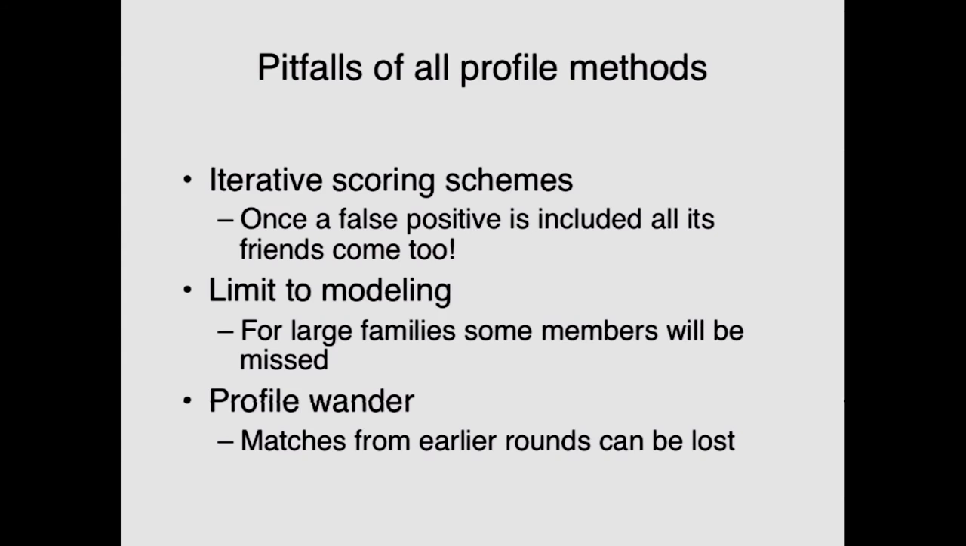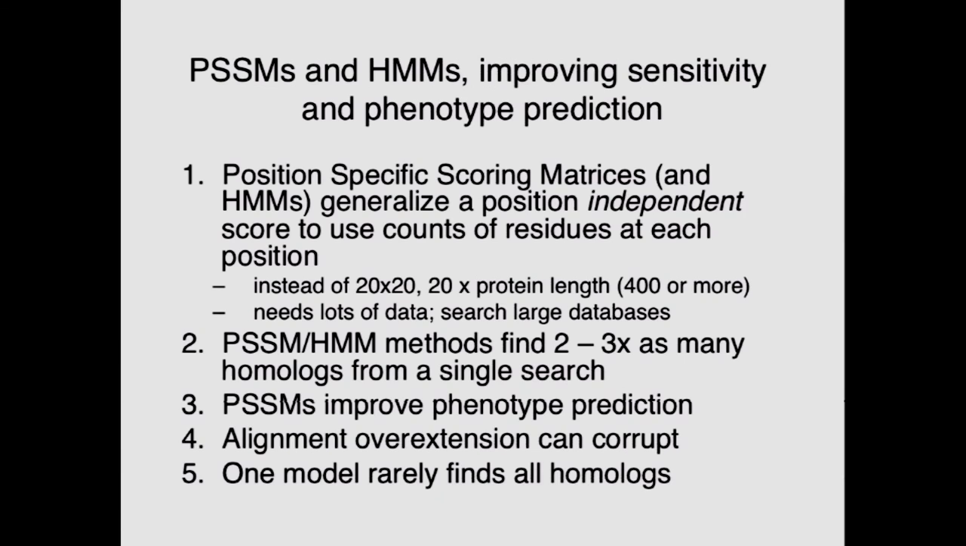So what are the issues? The biggest issue is once you've done something wrong with an iterative method, it's just going to get worse. I've showed you some of those examples, and it happens. The second problem is that if you've got a really big family, you're always going to miss some members that you would be able to find just by doing a BLAST search. And then sometimes you start out with one sequence and then you actually lose it. That happens as well.